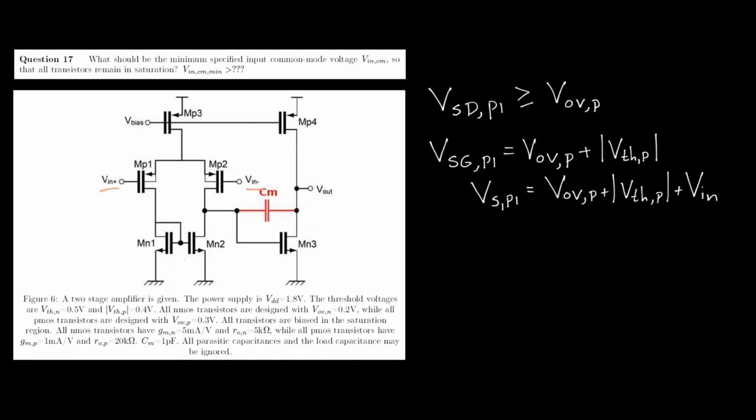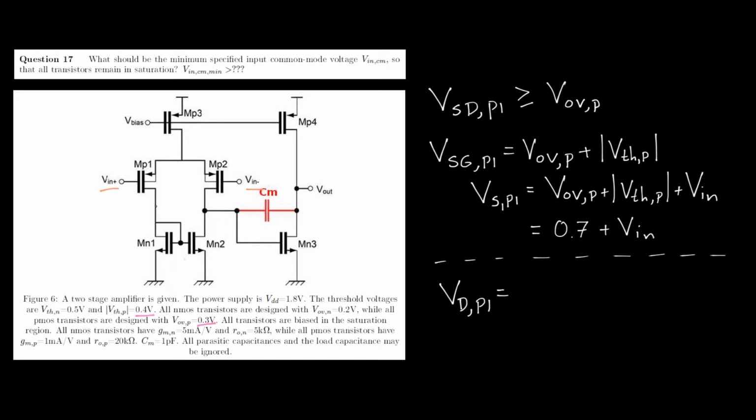Now we can also already fill in some numerical values. The overdrive voltage of a PMOS transistor is given in the caption here, that's 0.3 volts, and the absolute threshold voltage is 0.4 volts, so this is 0.7 volts plus V in.